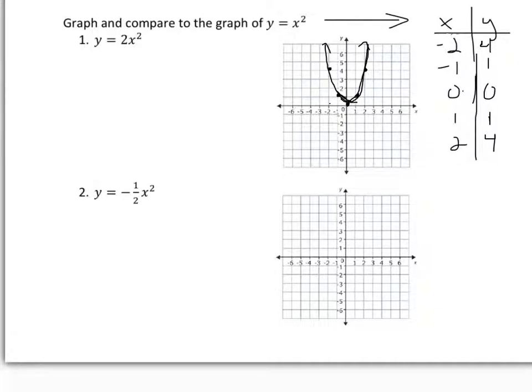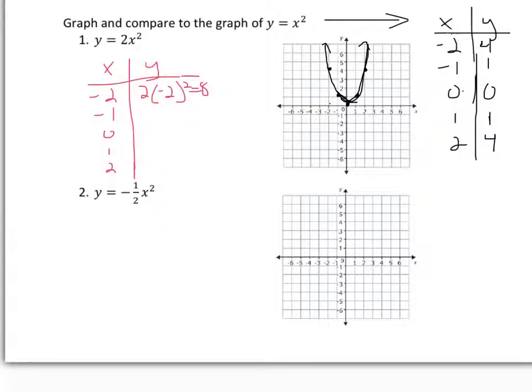Now, in red, I'm going to do one for y equals 2x squared. Okay, so y equals 2x squared, I need to create a table again. X and y, -2, -1, 0, 1, 2. All right, so if we're going to do -2, remember y equals 2 times -2 squared. Okay, -2 squared is 4, and 4 times 2 is 8. So this one will be 8.